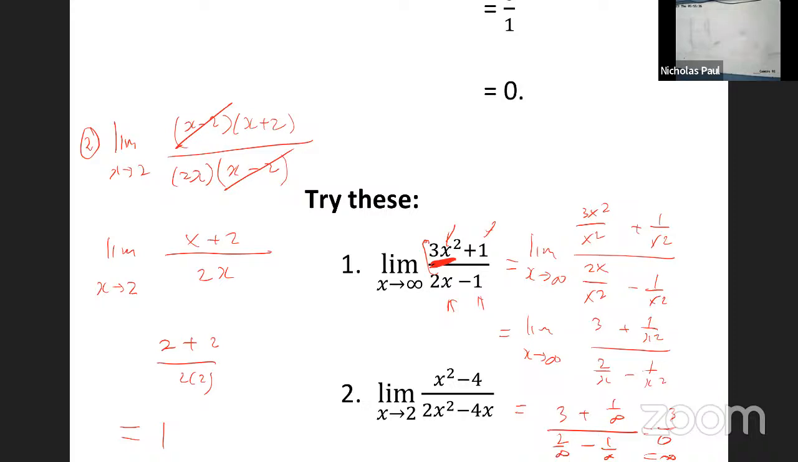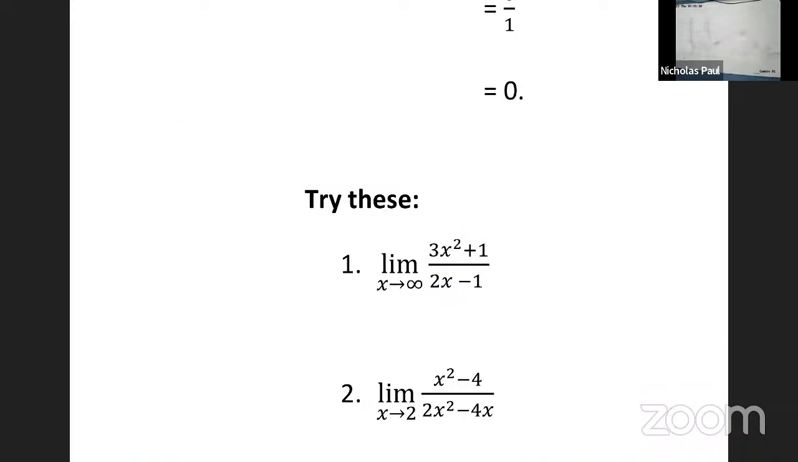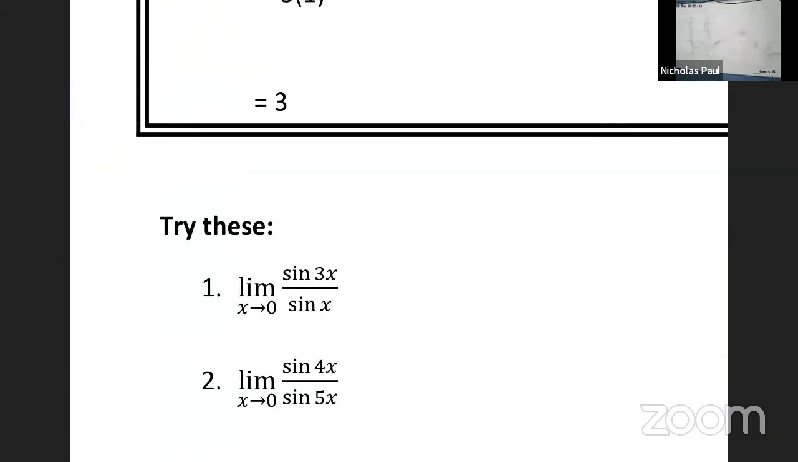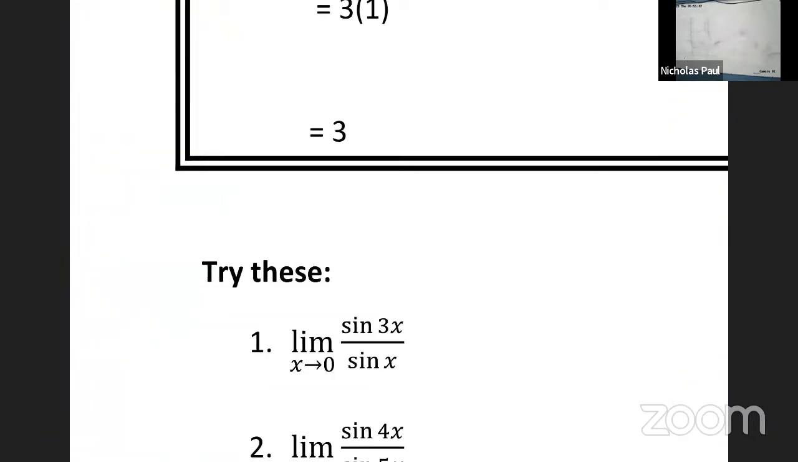All right, next one. Try number 1. Take your time. Remember, it must be like 3x on 3x. So you had to figure out how to get that in there.